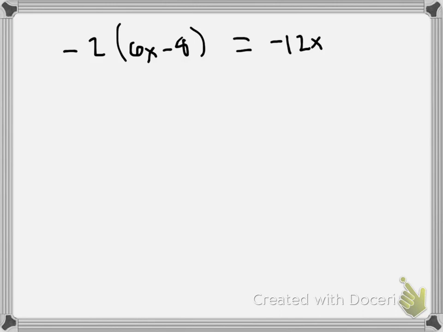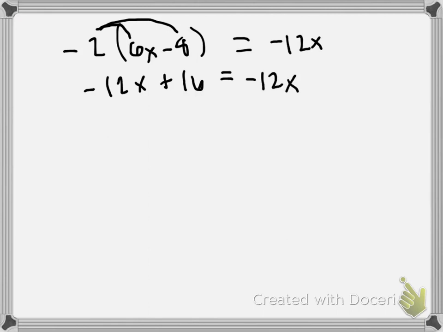Okay, so another equation to solve, and just like in the last one, I'm going to start by cleaning it up as much as I can. I want to take this negative 2, distribute it across the parentheses here. So negative 2 times positive 6 is negative 12. Negative 2 times negative 8 is positive 16.